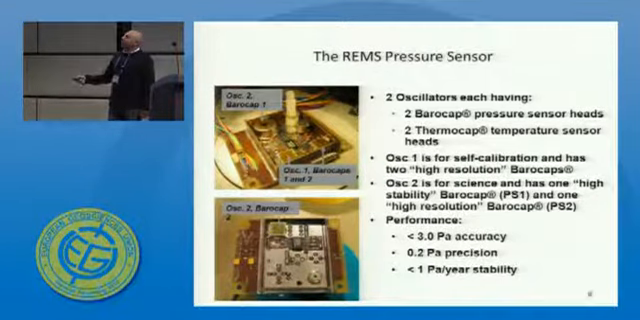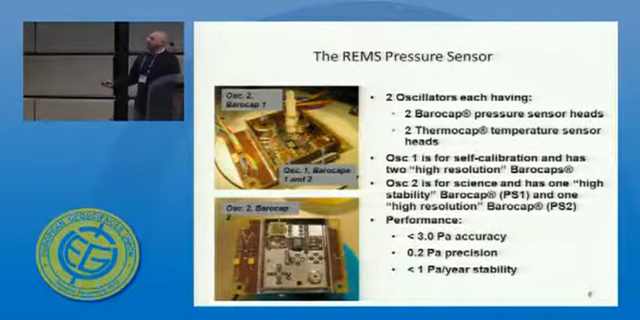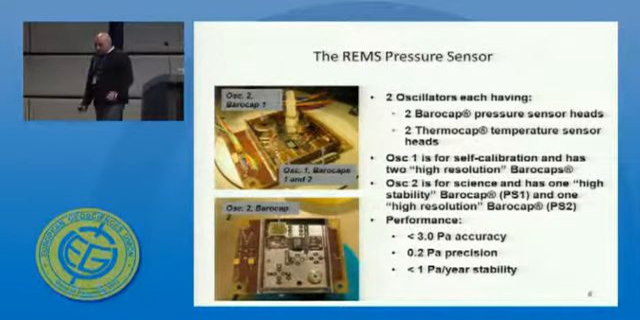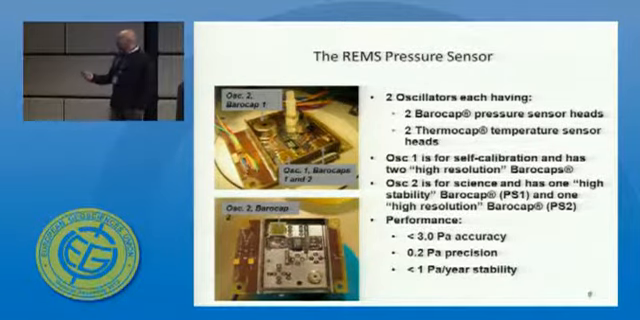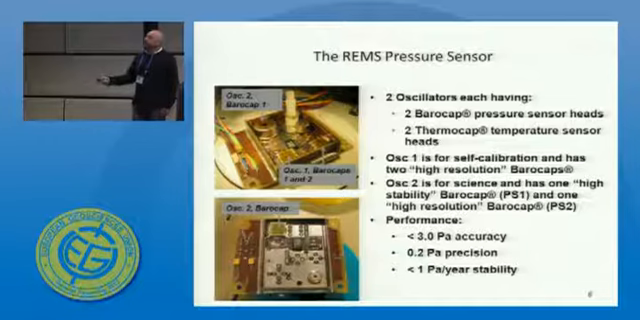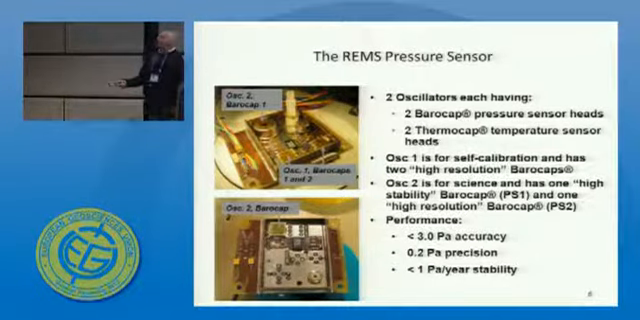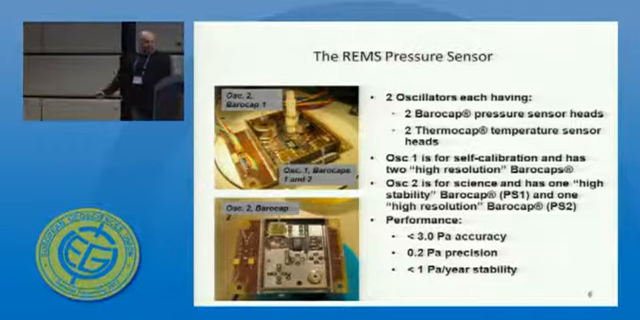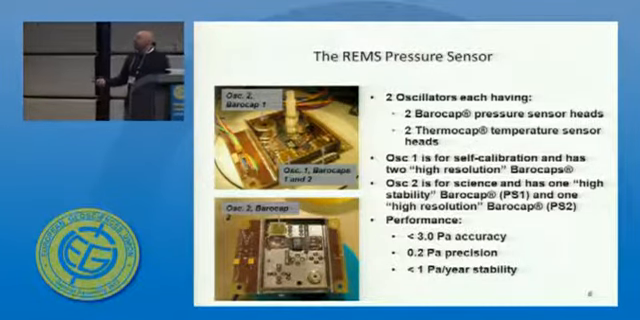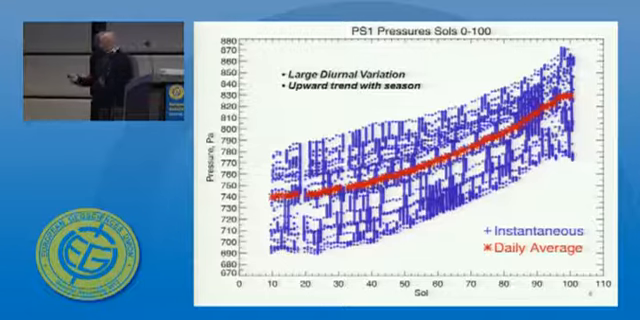I would like to point out the performance. We have less than 3 Pascal accuracy, which is very good because we see many features that are in that ballpark, and are very interesting that I have never seen before. There is a 0.2 Pascal precision, and we have a stability of less than 1 Pascal per year.